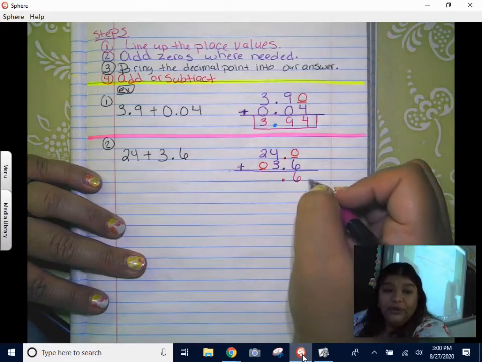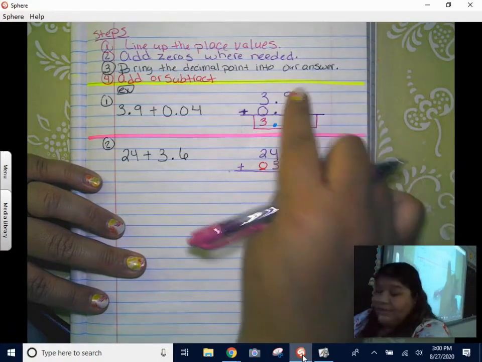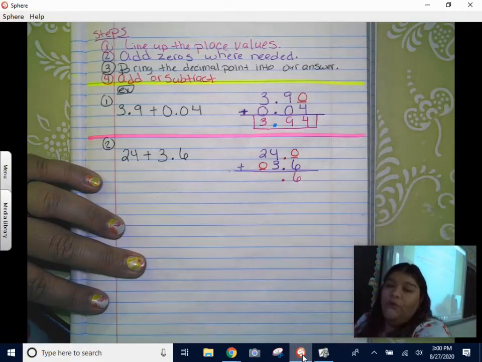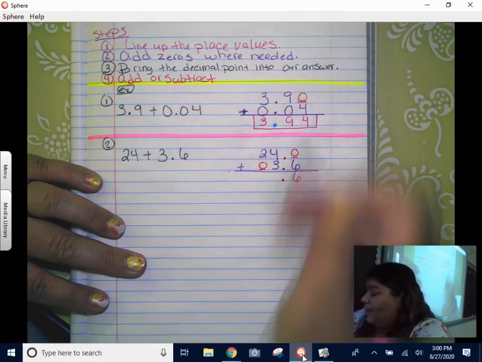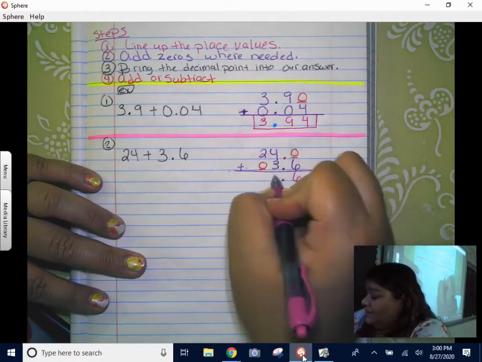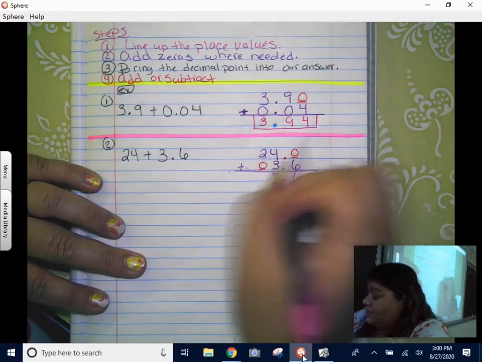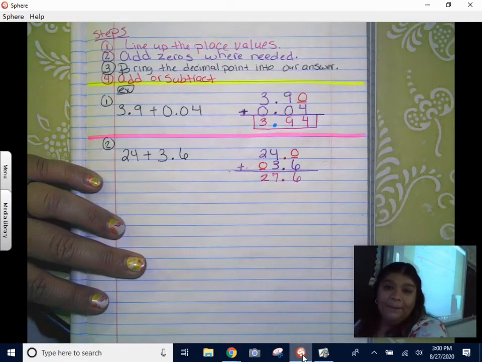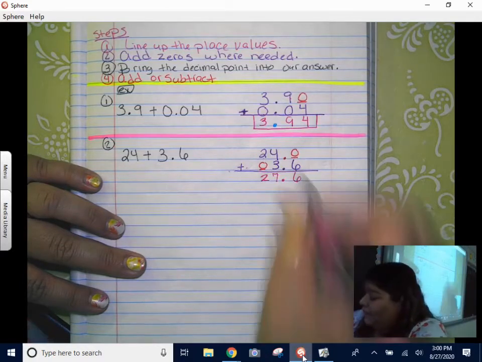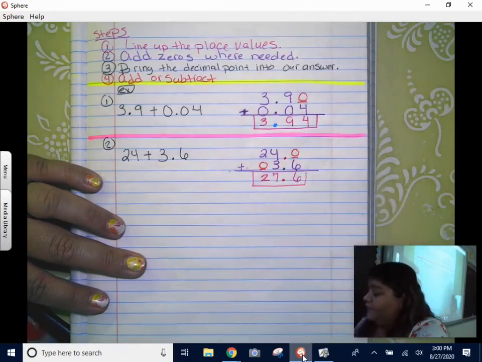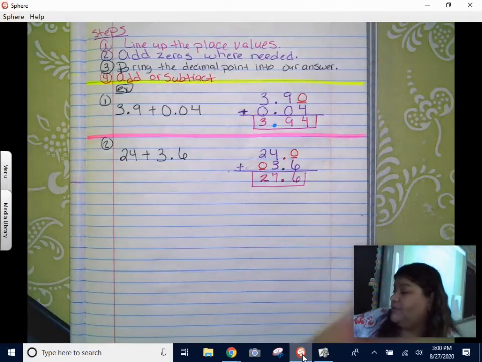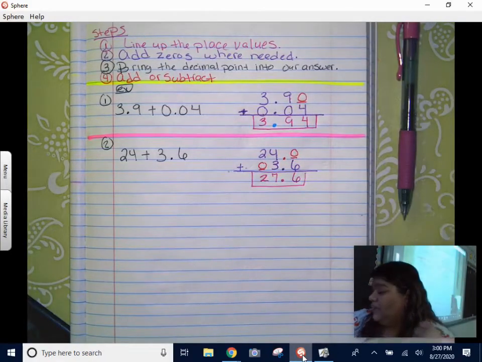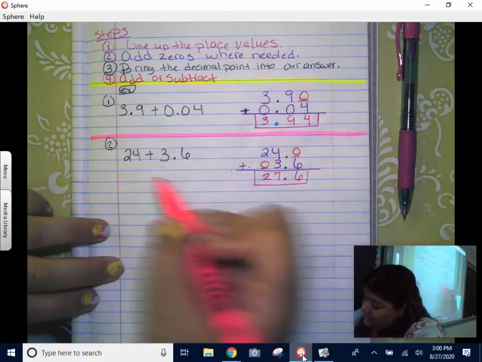Okay, this is how you can do step 3 as step 4. You can do it as you go, but don't forget to do that. Okay. 4 plus 3, 7. And 2 plus 0 is 2. Do you remember how to say that correctly? 27 and 6/10. Okay, and box it in. Okay, so 24 plus 3 and 6/10 comes out to be 27 and 6/10.